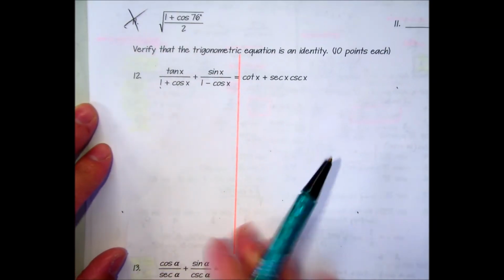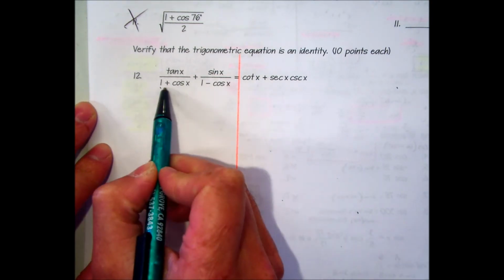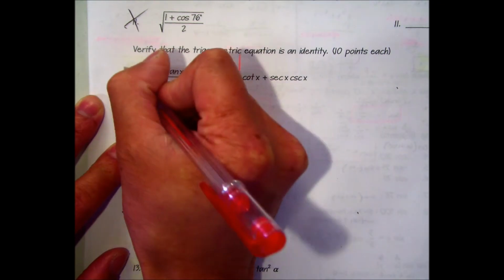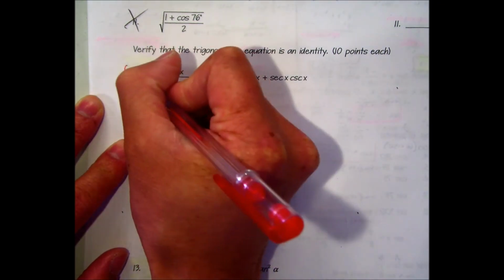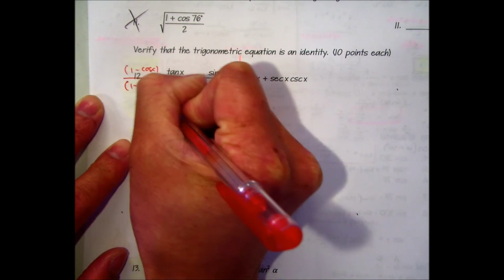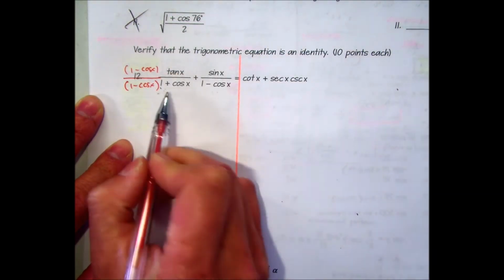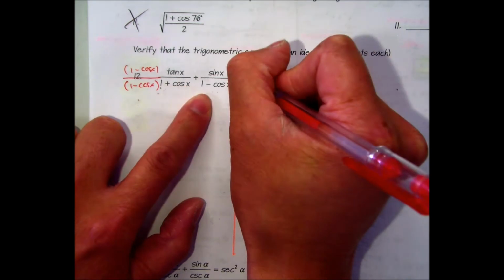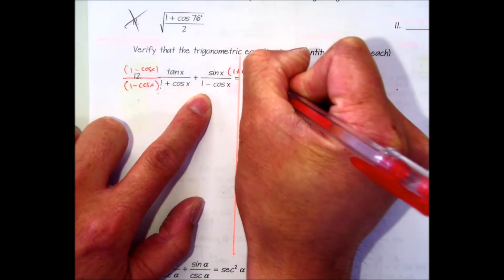The first thing I recognize is that in my fraction, the denominators are not the same. So I need a common denominator. The lowest common denominator for the problem is multiplying this side by a 1 minus cosine x. Now both on this side they have a 1 minus cosine x and a 1 plus cosine x. This side is missing a 1 plus cosine x.